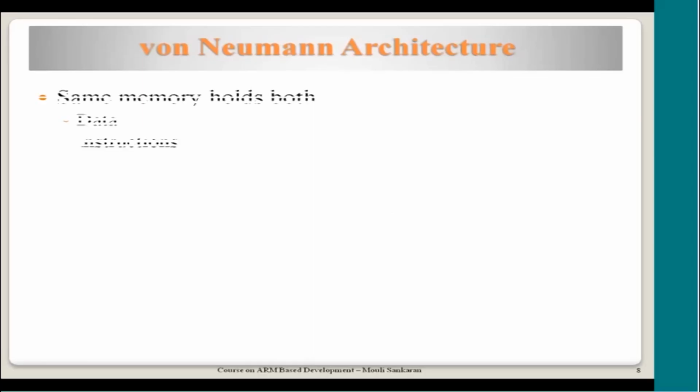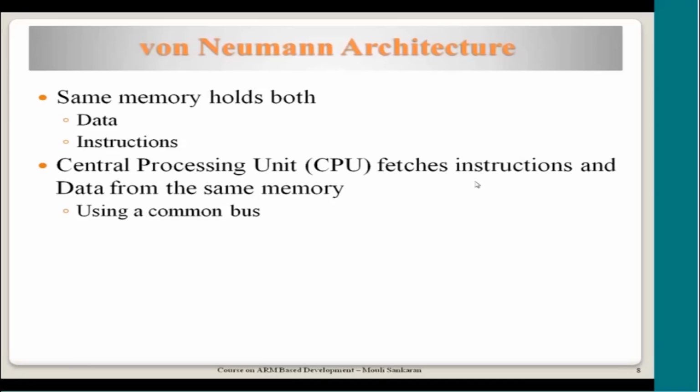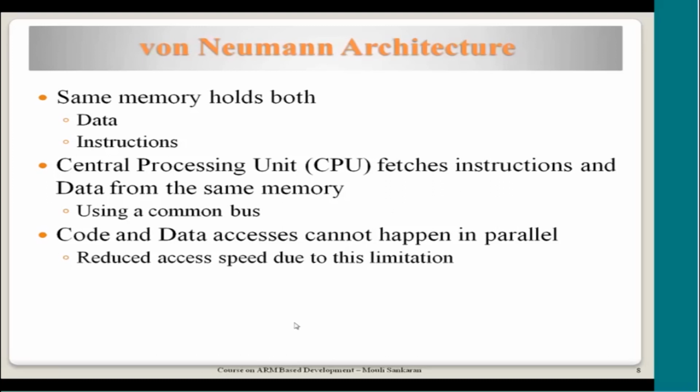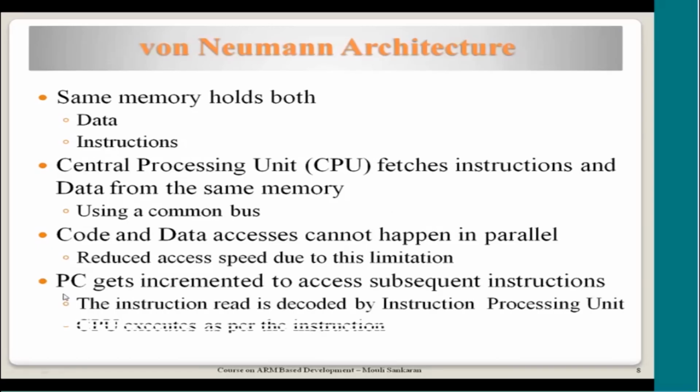Let us see. The same memory holds both data and instructions. The CPU fetches the instructions and data from the same memory using a common bus. Code and data accesses cannot happen in parallel, which reduces the speed due to this limitation. The PC, which is a program counter, points to the instruction being accessed by the CPU, gives us the addresses one after the other, and the instructions are read and decoded by the CPU.